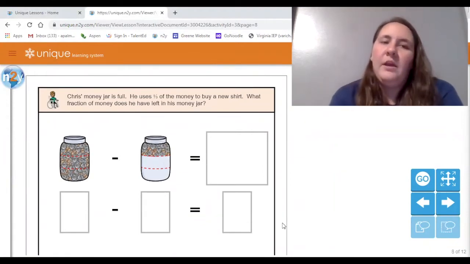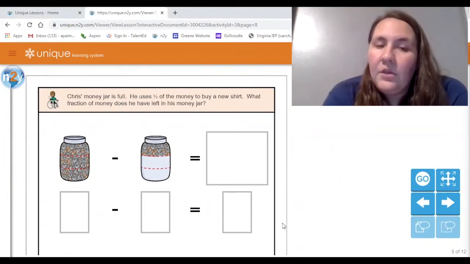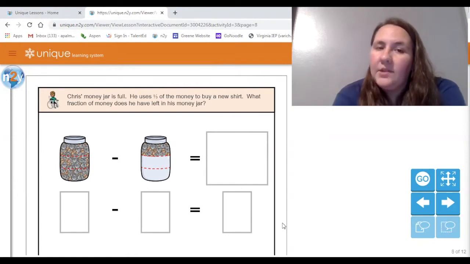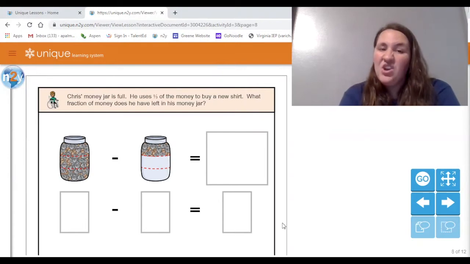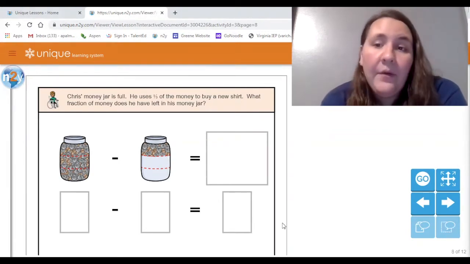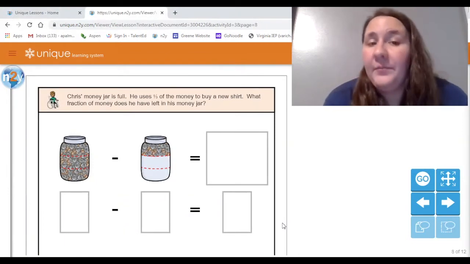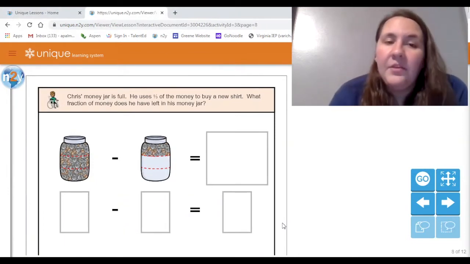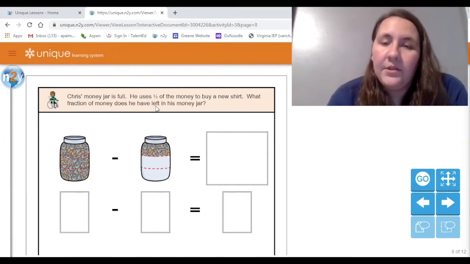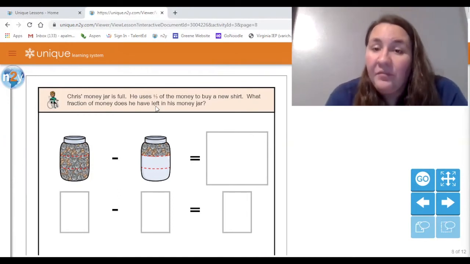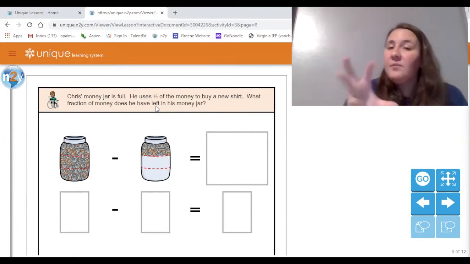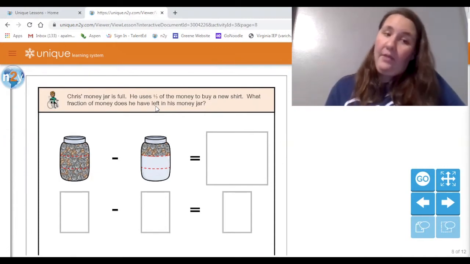Chris's money jar is full. He uses 1/3 of the money jar to buy a new shirt. What fraction of the money does he have left in the money jar? Okay. I heard a key word that we've talked about during subtraction. What word tells me that I need to take them away? Very good. Yeah, this word right here, where my little white arrow is pointing to, it's the word left, right? The word left tells me that I am going to take them away, okay?